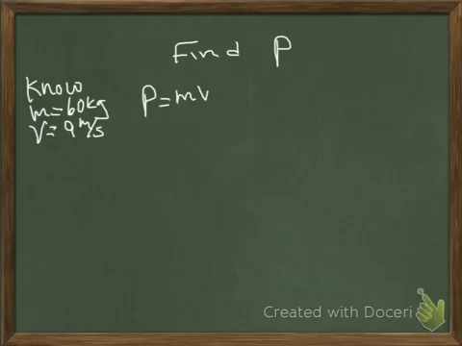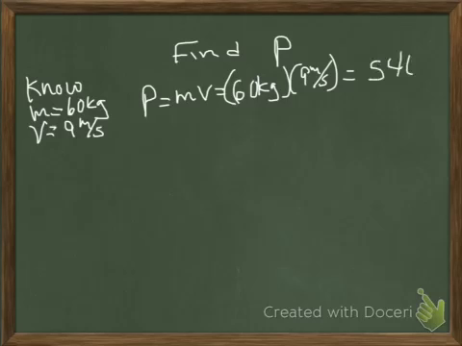Momentum is mass times velocity. Do we have enough information to do this? Yes, we do. We know a mass, which is 60 kilograms. We know a velocity, which is 9 meters per second. So simply multiplying those together will give me my answer of 540 kilogram meters per second.